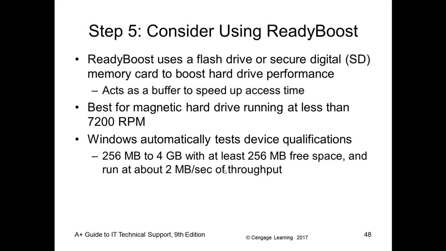Then step 5 is consider ReadyBoost. ReadyBoost is one of those things that was introduced in Windows 7. Basically, it allows you to use a flash drive as additional RAM. You can also use an SD card or memory card, or camera card. This basically adds a little bit to your RAM, and it also adds to your virtual memory as well. The downside here is it's still not going to be as fast as your RAM, and this all boils down to the hardware aspect of it.